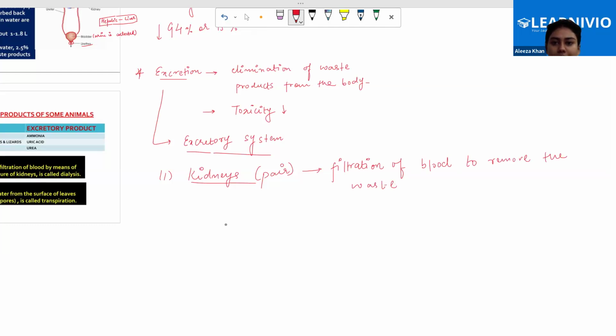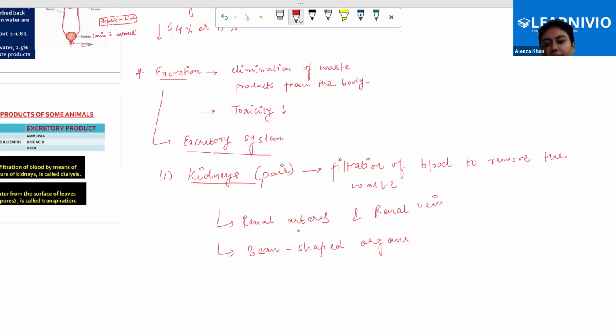They are supplied by the renal artery and renal vein. What could be the shape of the kidneys? Like a bean. These are bean shaped organs. Yeah, this is bean.